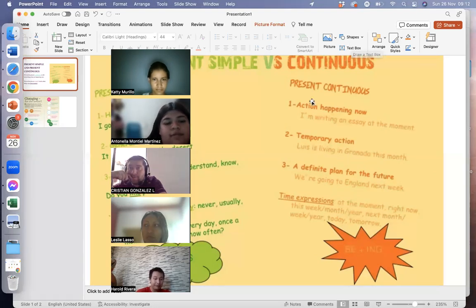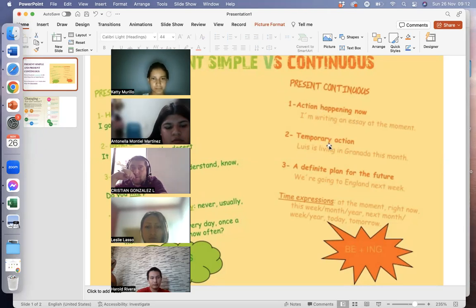So again, three generic rules of when we use present continuous. Action happening now, meaning as we speak. I am speaking, you are listening. Some of you are reading at the same time. Some of you are eating a snack, okay, while I'm speaking. So this is what is happening right now.